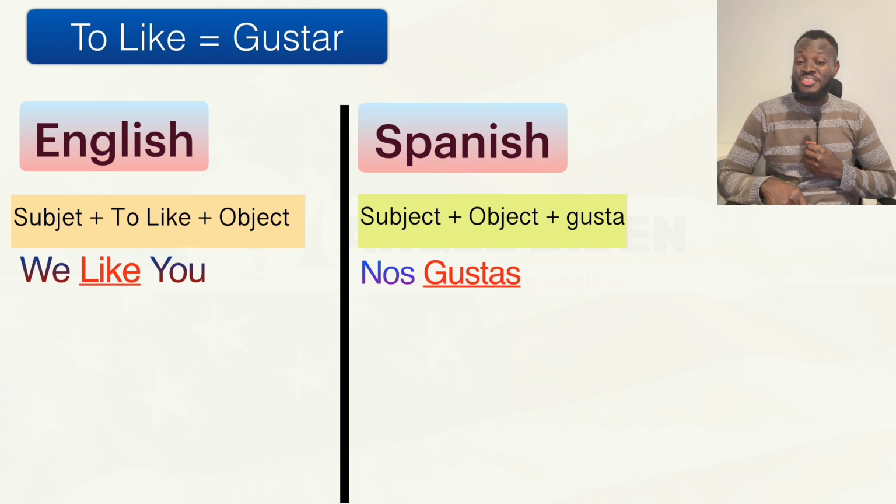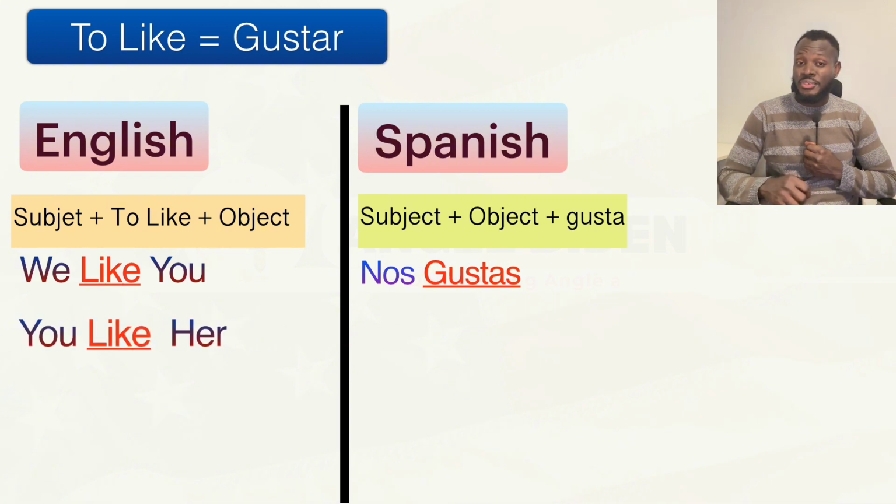Okay. If you said, nos gustas, that was right. Because we was a subject, we is going to be object. You was an object and you is going to be subject. So it's going to be nos gustas. That's why you see nos gustas. And we was a subject, we is going to be object. That's why we have nos. Nos gustas. Cool. Keep continuing.